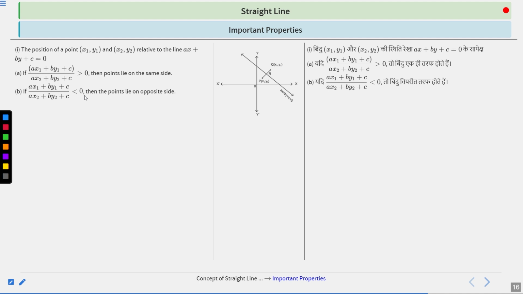Clear? And if (ax1 plus by1 plus c) upon (ax2 plus by2 plus c) is less than 0, then the points will lie on the opposite side, right? You have to remember these two conditions. Got it?